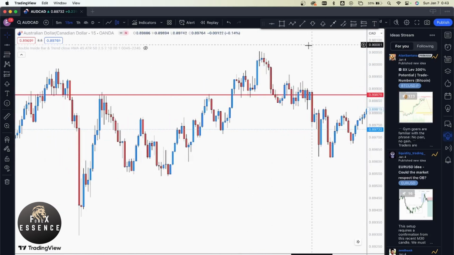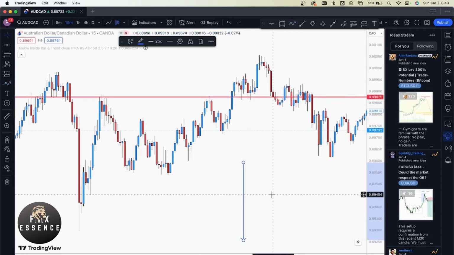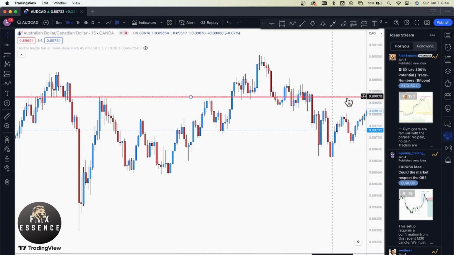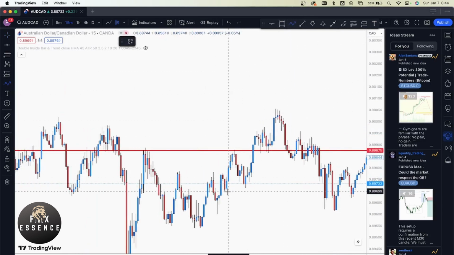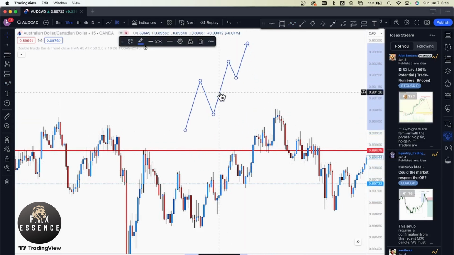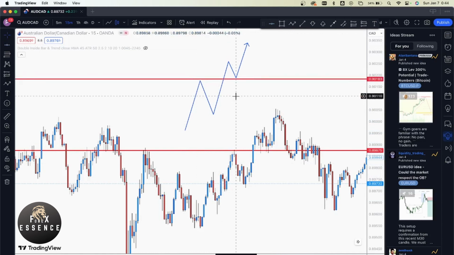Zoom in. Let me just draw. Just gonna draw above that. Okay, so we have this push up, this push down, this push up, right? Right there. I'm gonna pull it out, put it on the side, and then put my line right there.